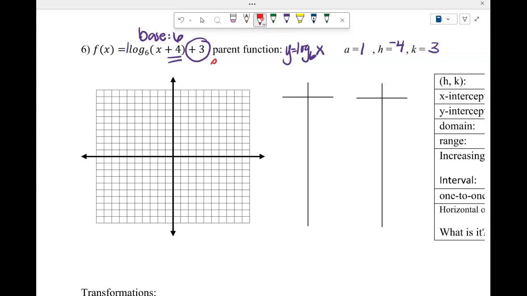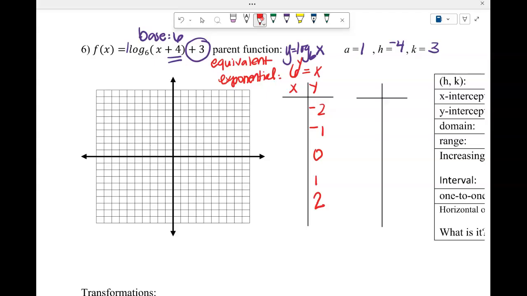Now remember, we want to write it in equivalent exponential equation, okay? Since the base is 6, we write 6 to the y power equals x. Remember, in this form, your y is the input, so we are going to choose all of your y values. And let's plug it in.